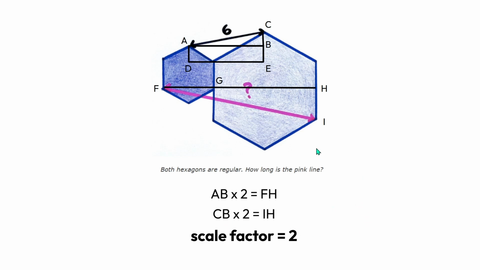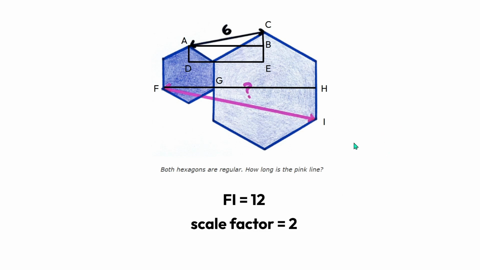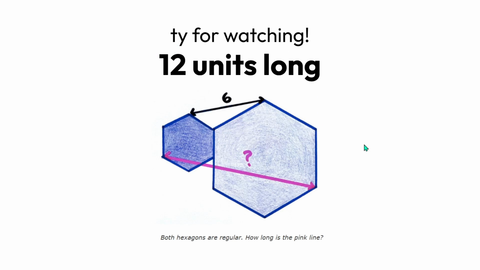If the scale factor is 2, and this hypotenuse is 6, and the triangles are similar, that means that this hypotenuse is 12. So FI equals 12. We're done. Thanks for watching, and this pink line is 12 units long.